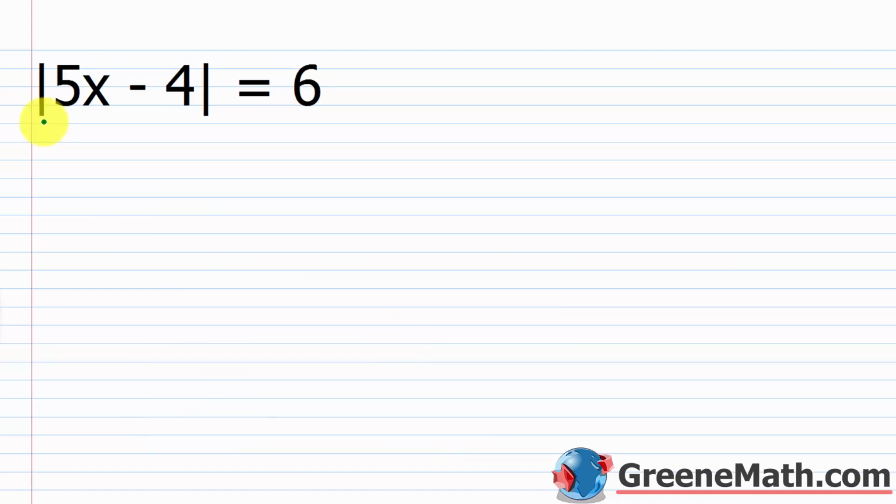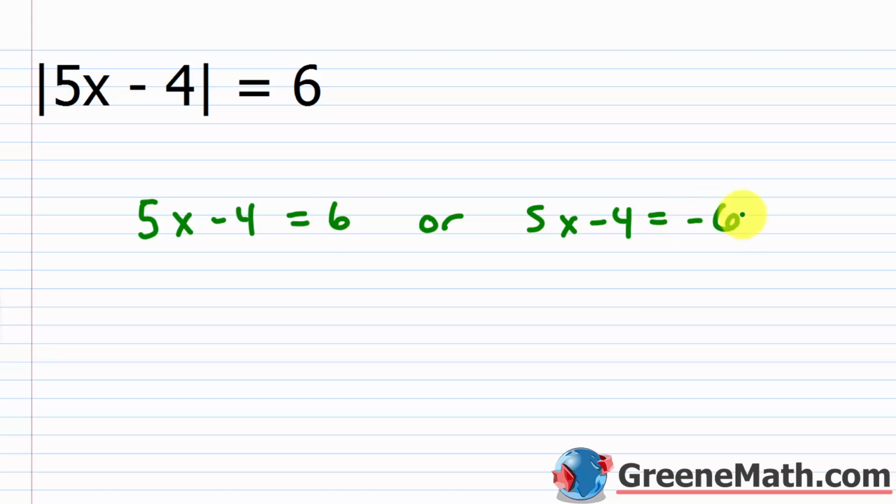So we have the absolute value of 5x minus 4 is equal to 6. So again, we're following the same thought process. We're going to take this expression inside the absolute value bars, so 5x minus 4, we're going to set it equal to 6. Then we're going to have or, we're going to have 5x minus 4 is equal to the negative of 6. Okay. So I want to solve each one of these.